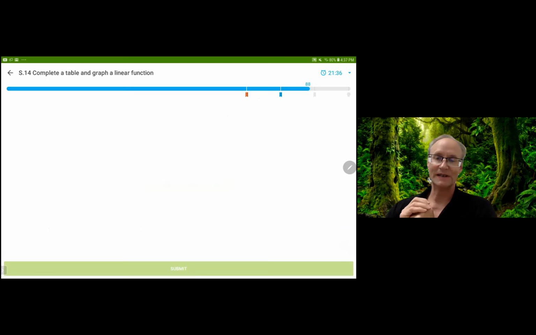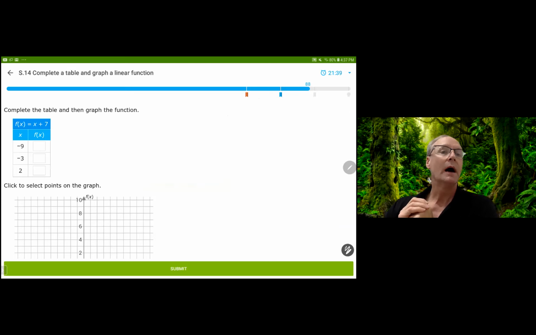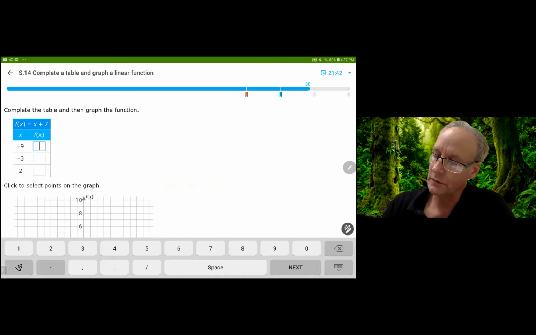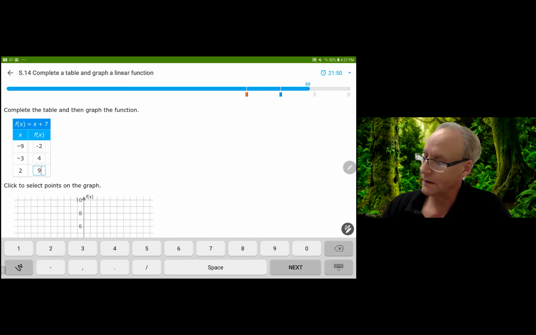Sorry, I know, too much information. All right, just x plus 7. We're just going to add 7. I'm going to get the negative 2. I'm going to add 7 and get the 4. I'm going to add 7 and get the 9. And we just have y equals x plus 7.